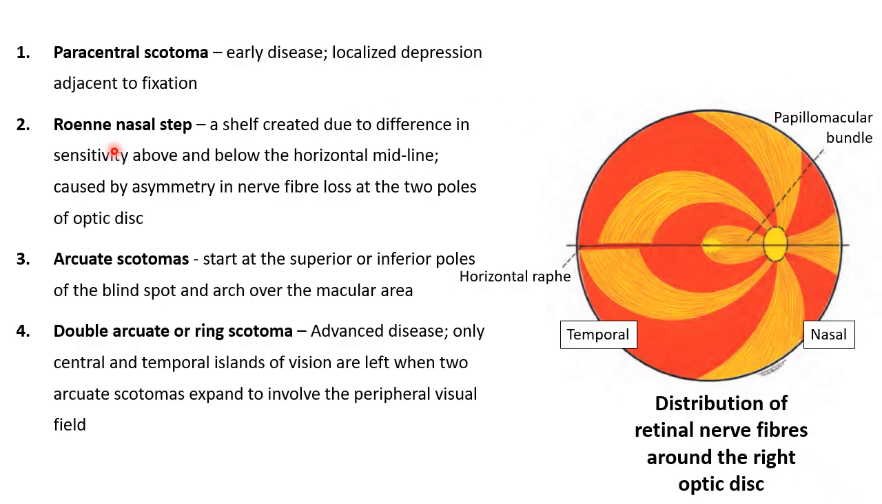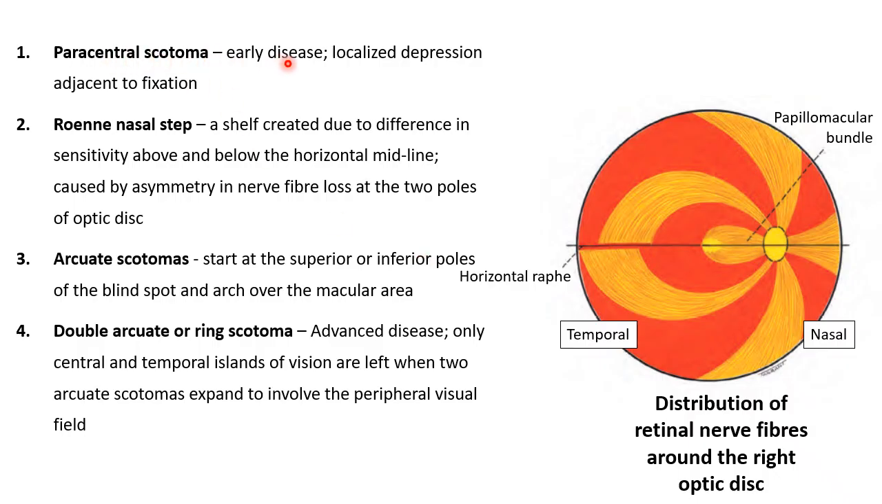So basically a Rowan nasal step happens because of this phenomena. You see the fibers that are arching over either superiorly or inferiorly, they end at varying distances from the fixation point, and they do not cross the raphe. So they form a step-like structure, right? So this part is what leads to the Rowan nasal step. I hope you understand now. A shelf created due to difference in sensitivity above and below the horizontal midline caused by asymmetry in nerve fiber loss at the two poles of the optic disc.